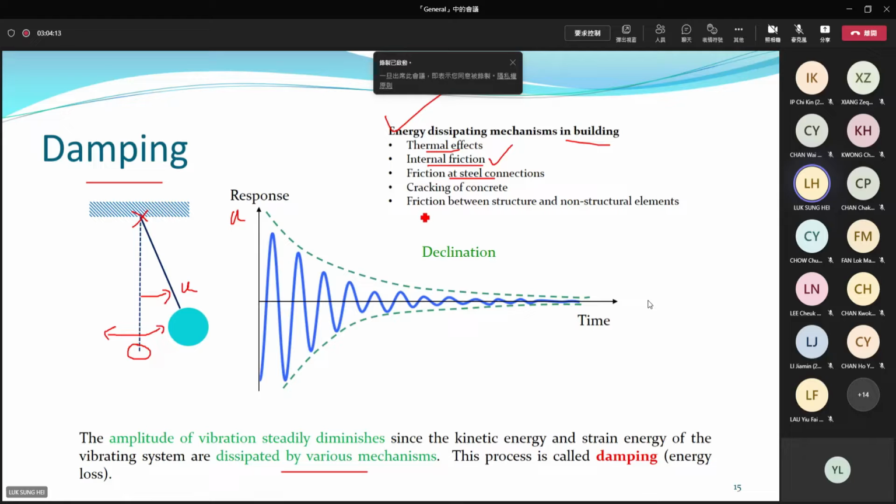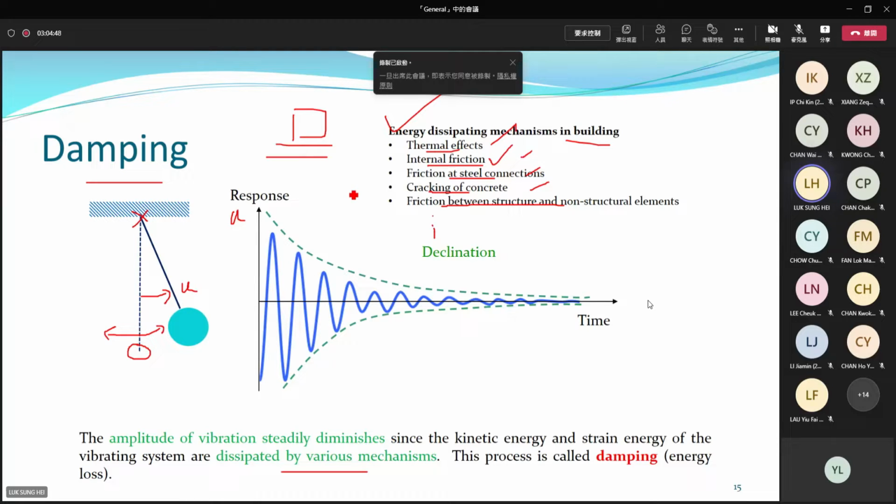Reduce the KE, reduce the PE. Cracking of concrete induces energy loss as well. Or yielding of steel. Yielding of steel is also one energy loss mechanism. Friction between structural and non-structural components, just like between the beam and the partition walls. When the walls lie between the beams, it will induce friction. Friction induces energy loss. So actually in a building, we have many energy dissipation mechanisms, more than five.